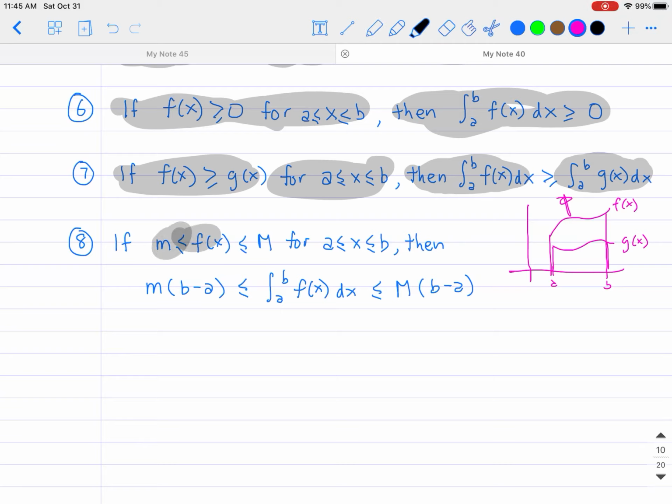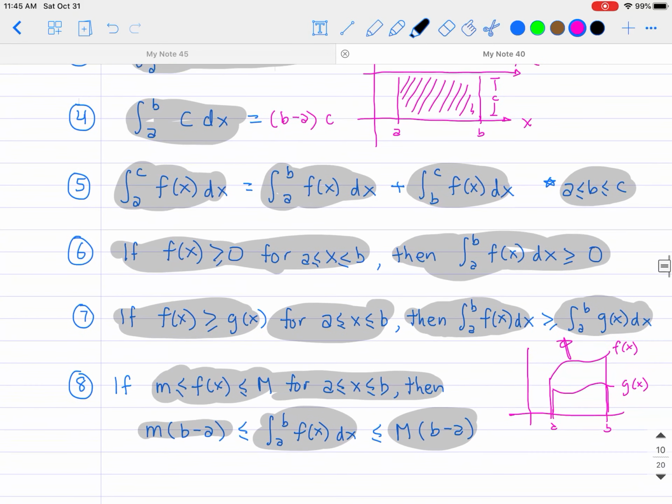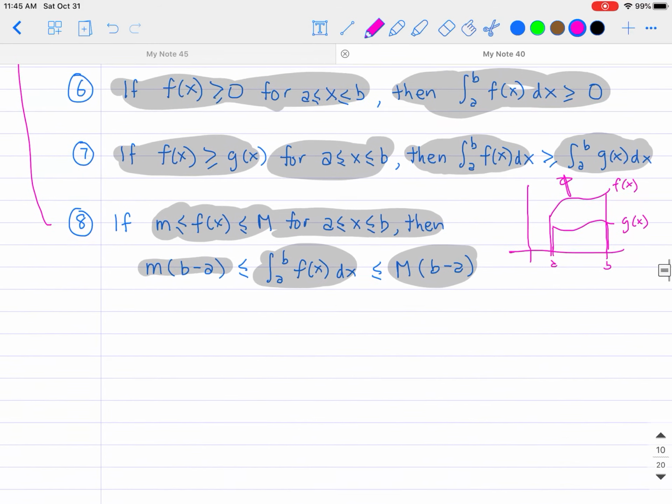So that's number 7. And finally, for number 8 over here, this one's not as easy to see though. It says that if f of x has a lower bound, which is the lowercase m, and an upper bound, which is an uppercase M, for x between a to b, then m times (b minus a) is less than or equal to the area under the curve, which is less than or equal to capital M times (b minus a).